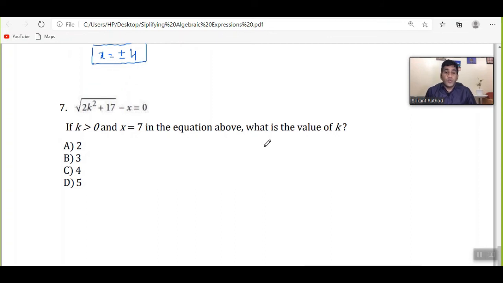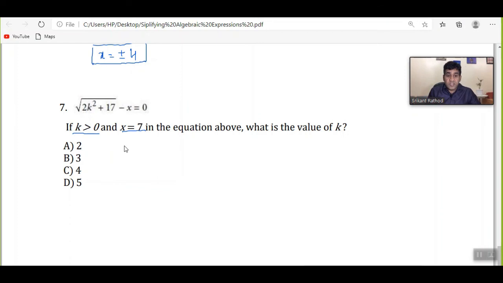Square root of 2k square plus 17 minus x equals 0. Here they have mentioned that k is greater than 0 and the value of x is 7. Whenever you are getting roots in an expression, your main point is that you have to get rid of it. For getting rid of that square root or cube root, you have to square or cube based on the type of root. But don't square it as it is. The first thing is to separate the term or expression relating entirely to the root, and take all other variables to the other side.